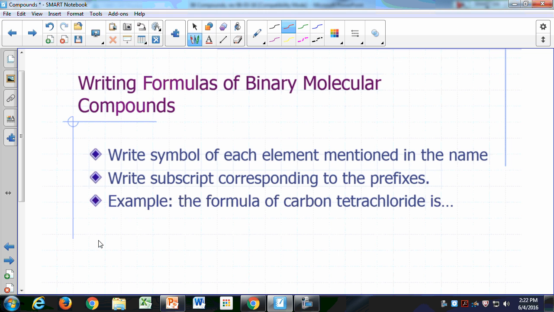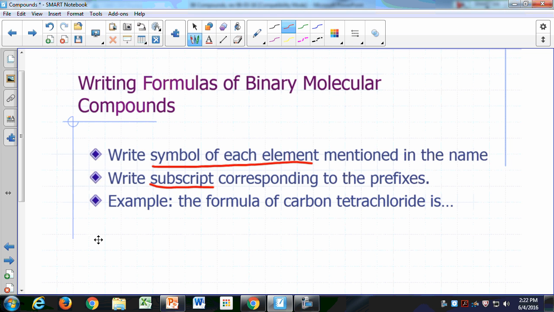Okay? So, if you recognize that a compound is binary and molecular, and you're asked to write the formula, all you have to do is write the symbol for each element mentioned in the name, right? The first element mentioned, and then the symbol for the second element mentioned, and then add subscripts that correspond to the prefix.